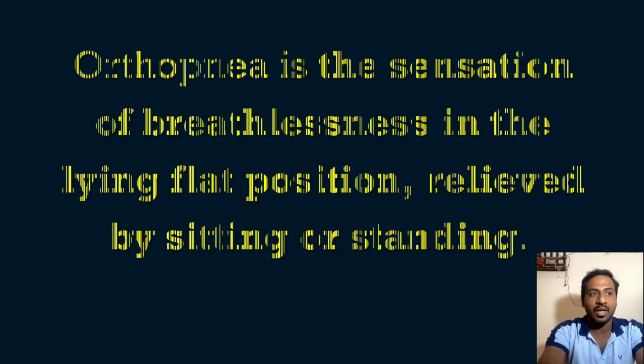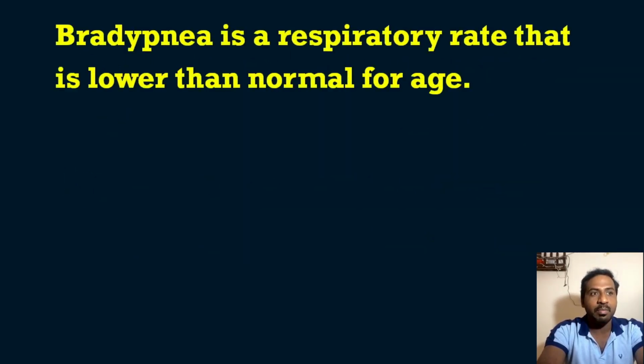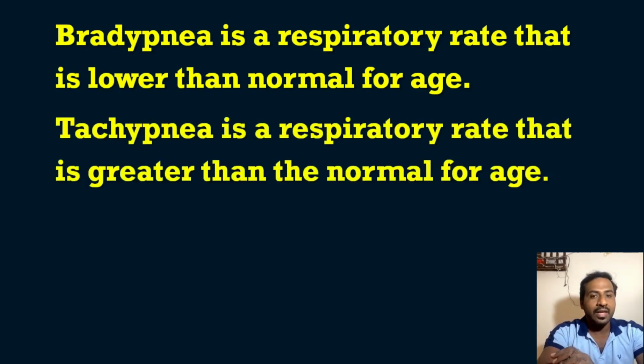That is orthopnea. Then the next option was bradypnea. What is bradypnea? Bradypnea is a respiratory rate that is lower than normal for the age. There is a normal respiratory rate for a particular age, and bradypnea is a respiratory rate that is lower than normal for the age. Just for your information, what is tachypnea? Tachypnea is a respiratory rate that is greater than normal for age.